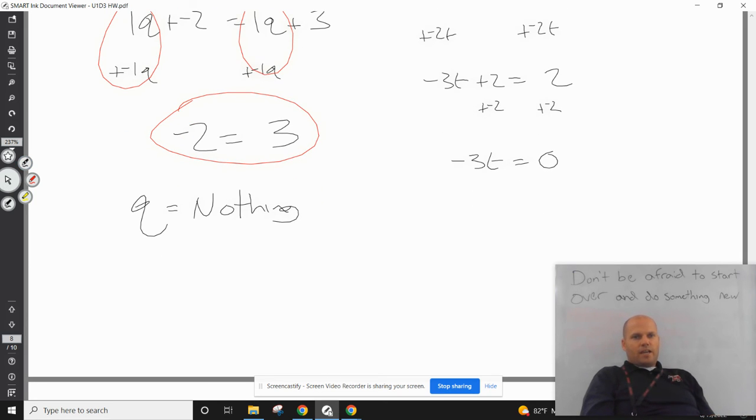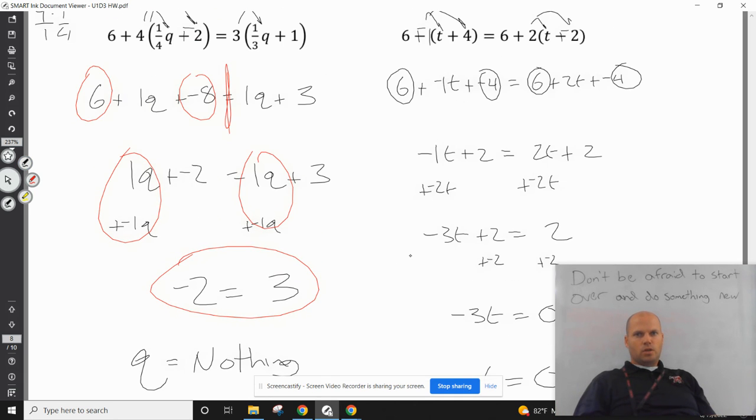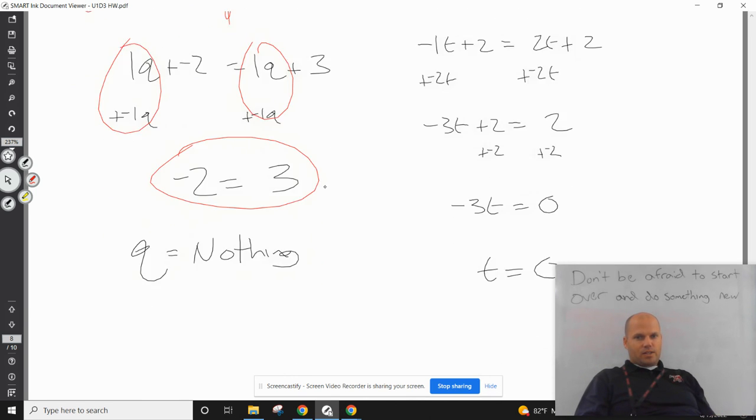Okay, negative 3t equals 0. This doesn't mean no solution. If you divide 0 by 3, you get 0. An answer is 0. 0 is a number. It has feelings too. Don't disrespect it and say, oh, we don't have any solution. 0 is a solution. 0 is the only number that would balance this out, versus this one, where there are no numbers that would balance this out, including 0.